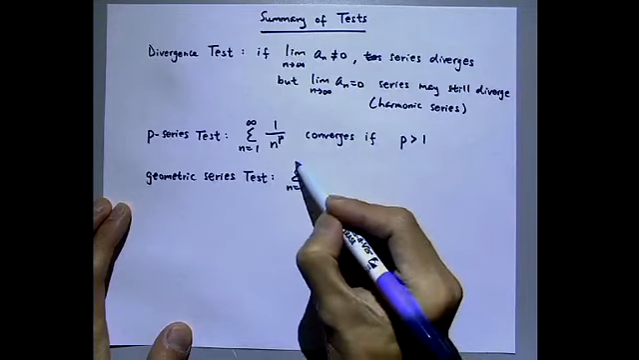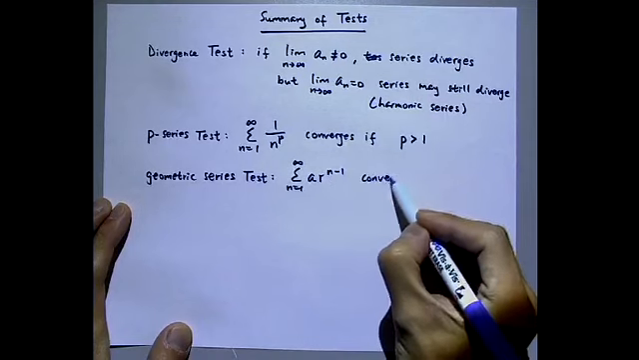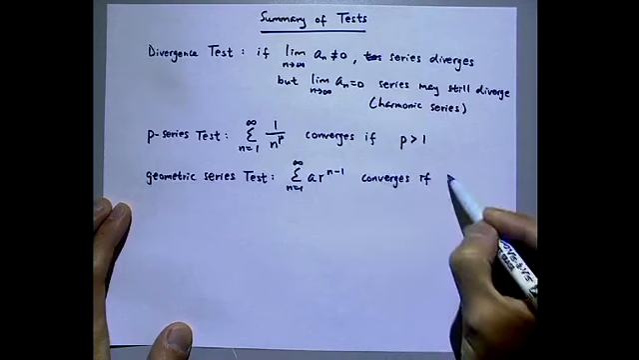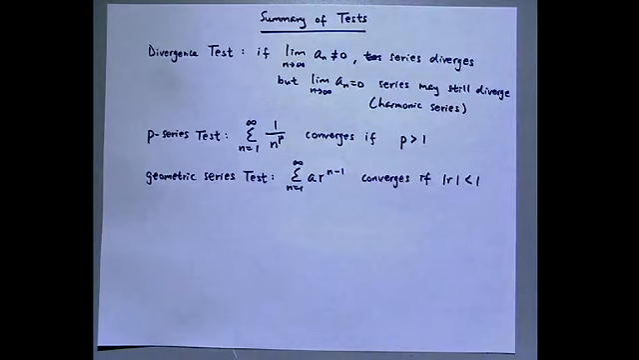Then the geometric series test. And we know this thing converges if the common ratio has an absolute value that's strictly less than 1. Okay, so far these two are pretty self-explanatory as to when you will want to use them. If you see a P-series, then obviously you apply the P-series test. If you see a geometric series, then obviously you do that.